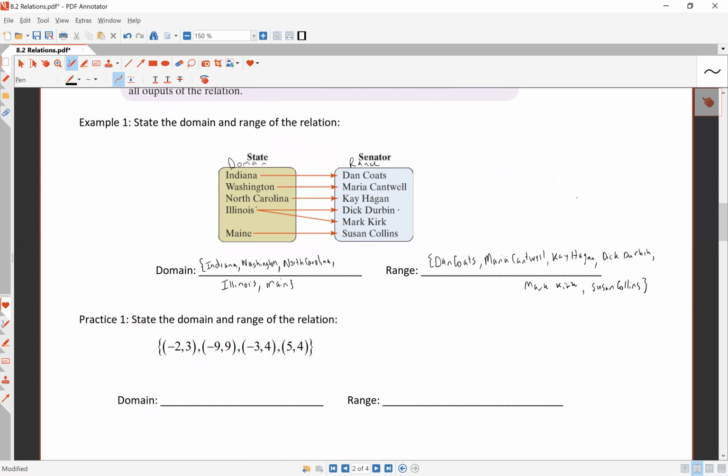If the relation is written as a set of ordered pairs, remember it's the x values that make up your domain and the y values which make up your range. So I encourage you to take an attempt at this to state your domain and your range. Press pause on your video and come back when you want to see the solution worked out.